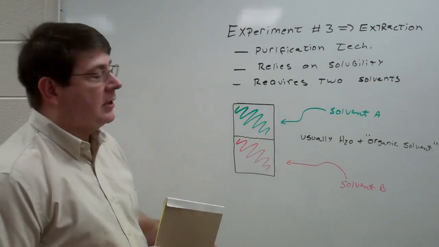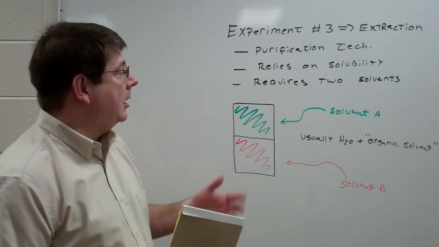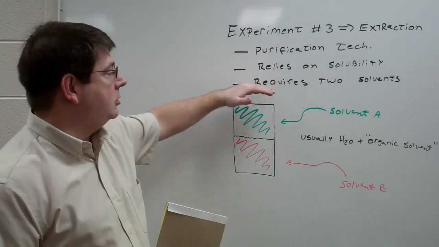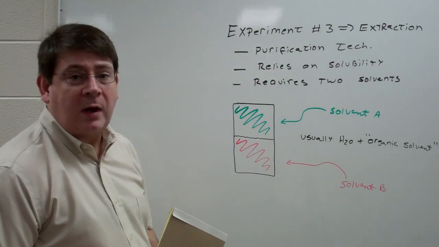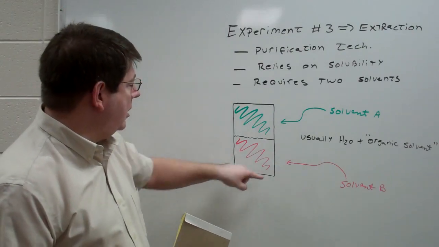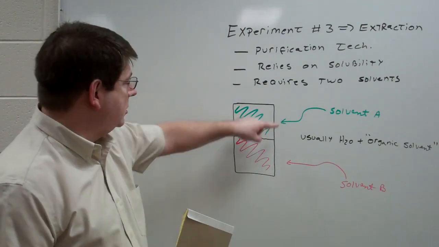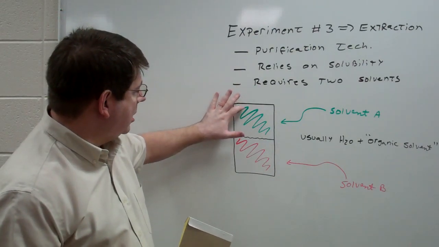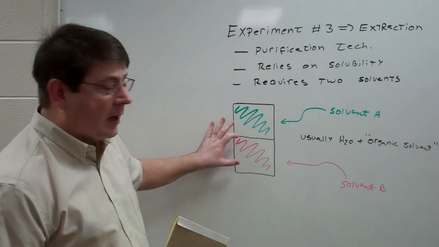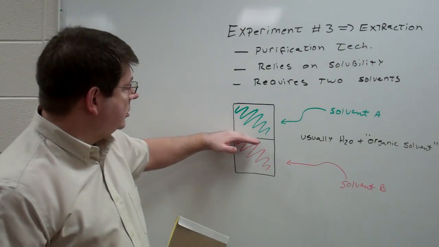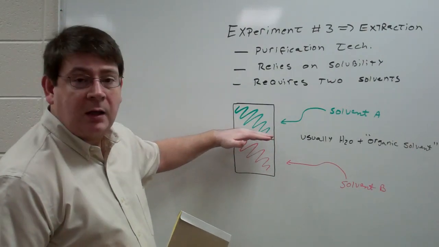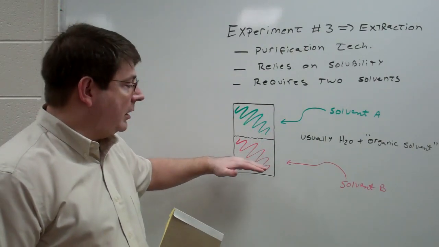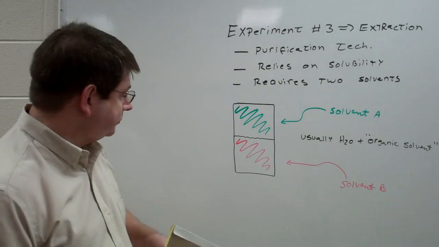But it is a purification technique that allows us to separate components of a complex mixture based on their solubility differences in two solvents. So it does require that we have two solvents. I've drawn here an imaginary beaker, if you will, so just consider this box to be our beaker. We've got a green solvent we're going to call solvent A and a red solvent called solvent B. Notice there's a boundary line between the two. These two solvents are said to be immiscible with one another. Solvent A and solvent B do not mix with one another.